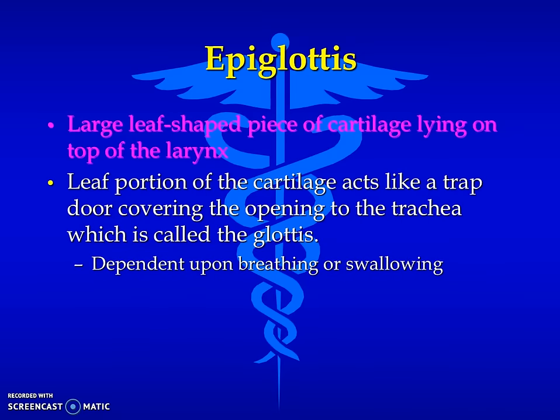So we have the epiglottis, that large leaf-shaped piece of cartilage lying on top of the larynx. The leaf portion of the cartilage acts like a trapdoor covering the opening of the trachea, which is called the glottis. So it flaps down depending on whether you're breathing. If you're breathing, it's open to allow air in. And if you're swallowing food, it closes to prevent food from going down into your trachea.